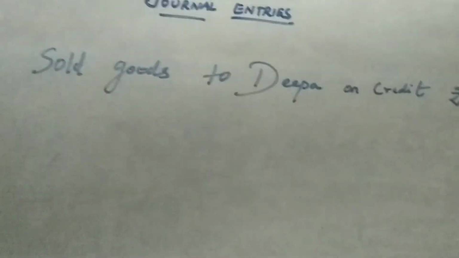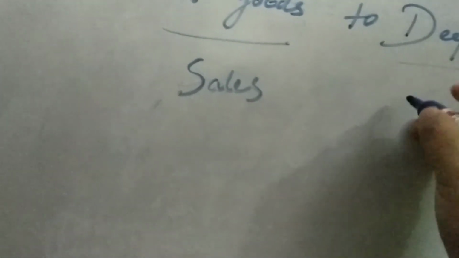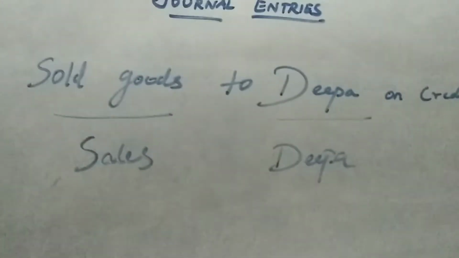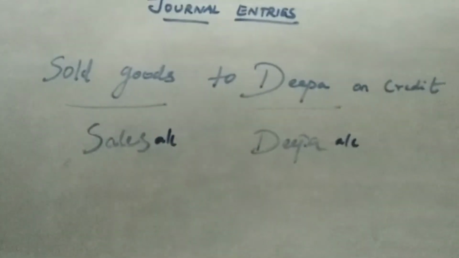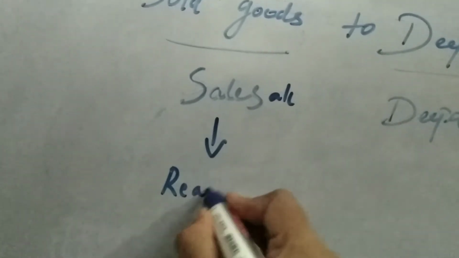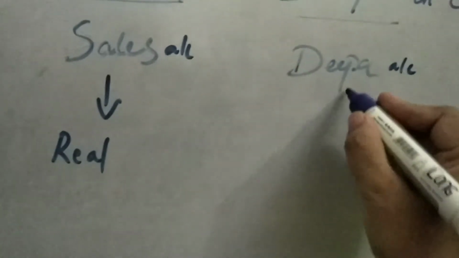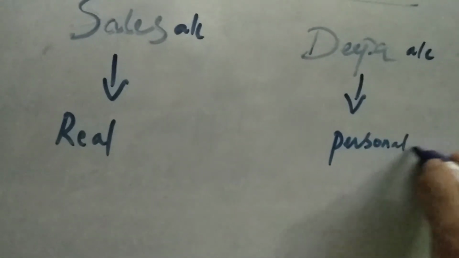So now, what are those two accounts involved here? Sales and Deepa. Sales and Deepa are those two accounts involved here. Now, sales comes under real. It can either be a real account item or nominal. I am going to take it as a real account item. Deepa comes under personal, the name of a person, a natural person. So, personal account.